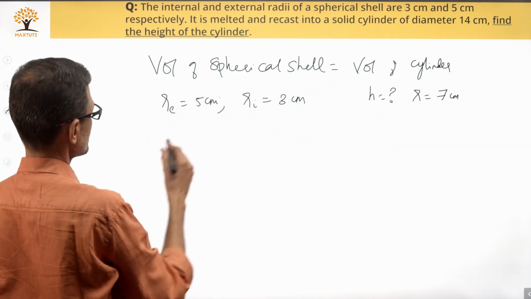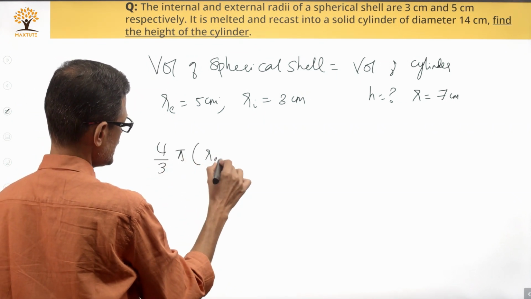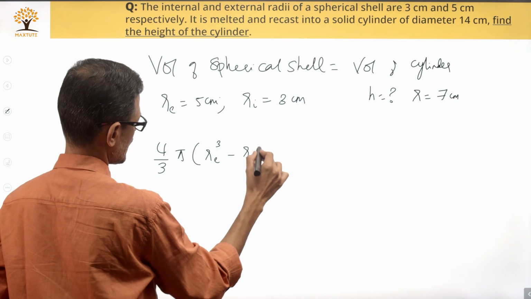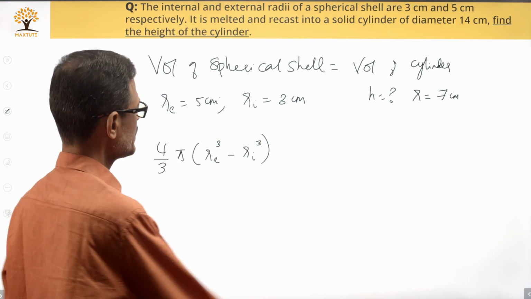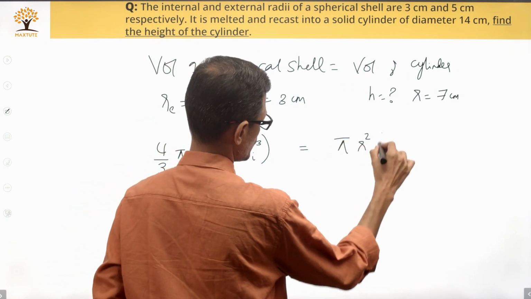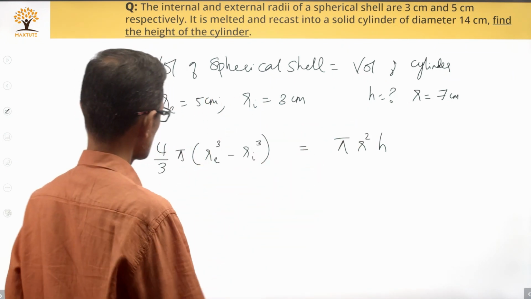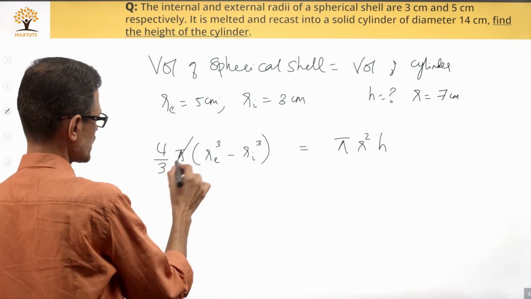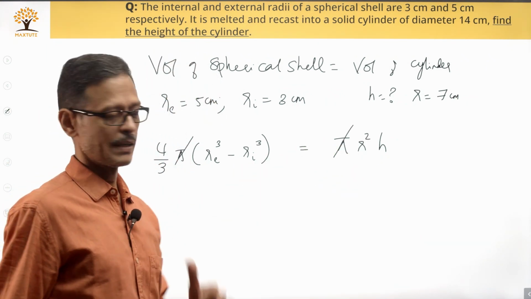The volume of the spherical shell is equal to 4 by 3 pi into Re cube minus Ri cube. So essentially the external volume minus the internal volume. This is equal to pi R square H. We are trying to find the value of H. R is known, Re is known, Ri is known. Pi is there on both sides, so don't bother writing it as 22 by 7. Pi gets cancelled when you divide both sides by pi.